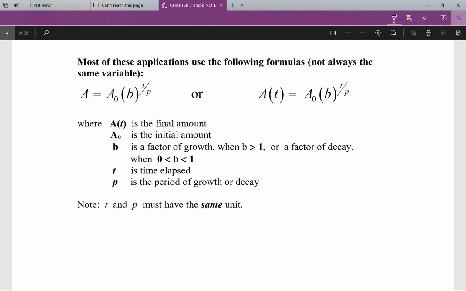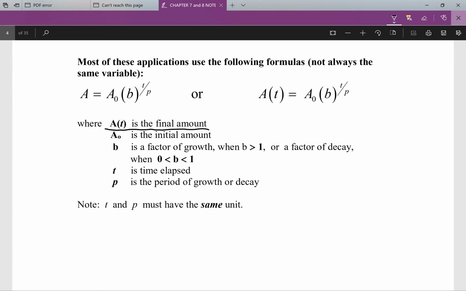A equals A naught b to the power t over p, or A at t if we want it in functional notation, equals A naught b to the power t over p. Now, importantly, A at t represents the final amount. And once we get to the actual word problems on these, it'll start to become a bit more clear exactly what's going on, but we'll get there when we get there.